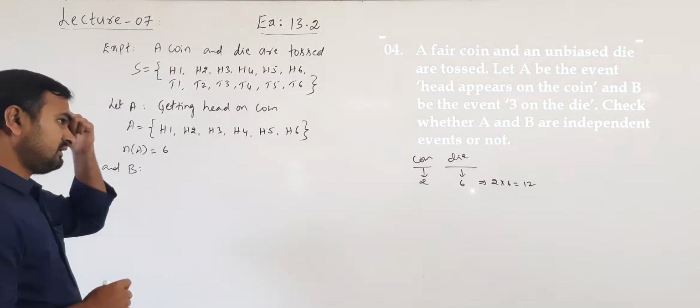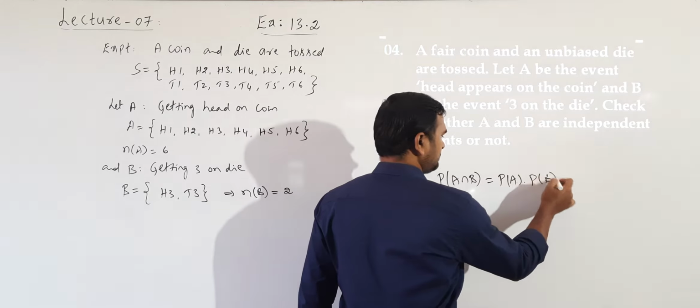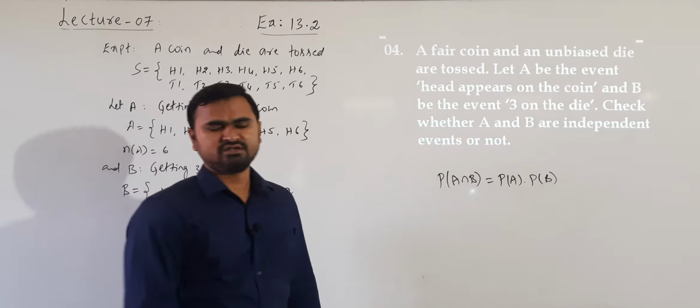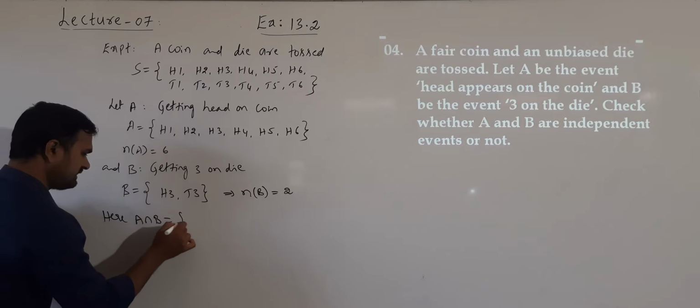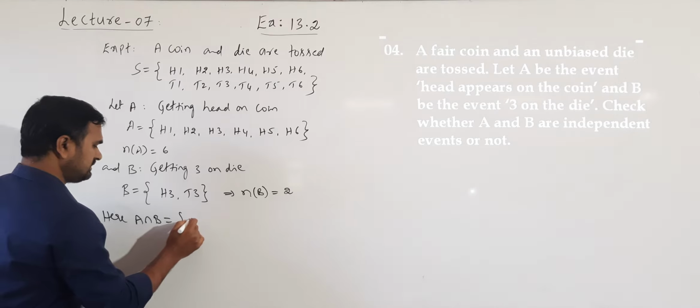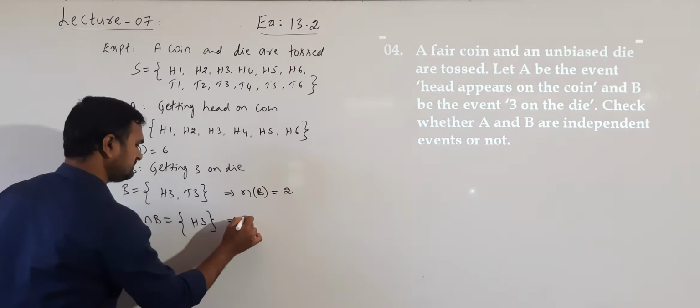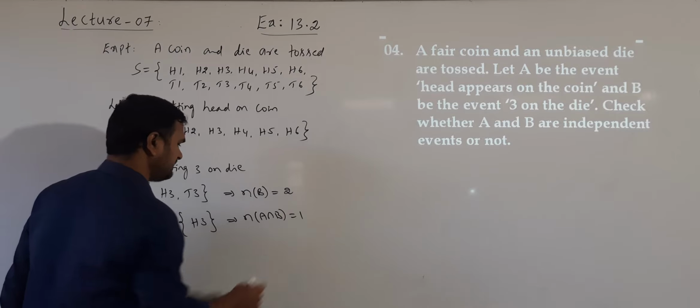Now we have to check whether A and B are independent events or not. How do we check that? We say that A and B are independent if probability of A intersection B is equal to probability of A into probability of B. If these two are equal, then A and B are independent events. So here we have to find these probabilities and see whether they are equal or not. Let us find the intersection. What is A intersection B? Common elements. H3 is common. Only one element is common, so n of A intersection B is 1.